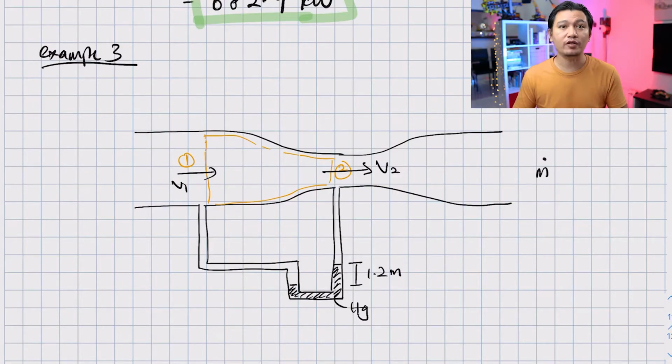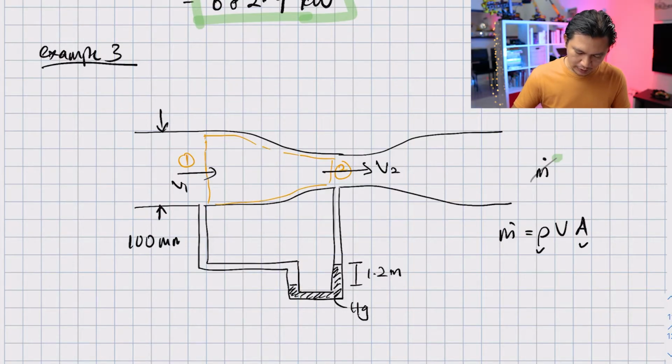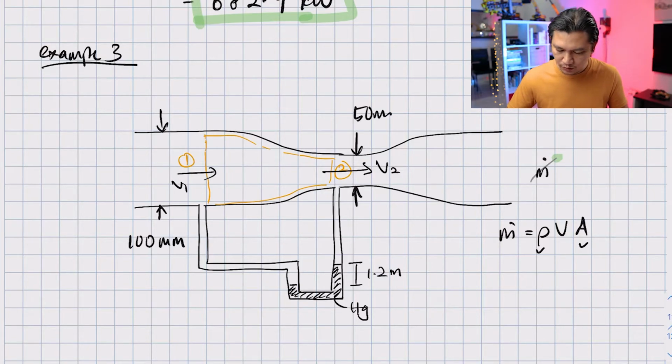And if you notice, velocity is not given. But remember that in the energy equation, velocity is there, but velocity is not given here. So let's see how we can solve this. And remember, we are looking for m dot. And of course, the equation for m dot is rho times velocity times area. Now it seems like we have rho and we actually have area. So the diameter here is 100 millimeter and here is 50 millimeter. So we also have area.